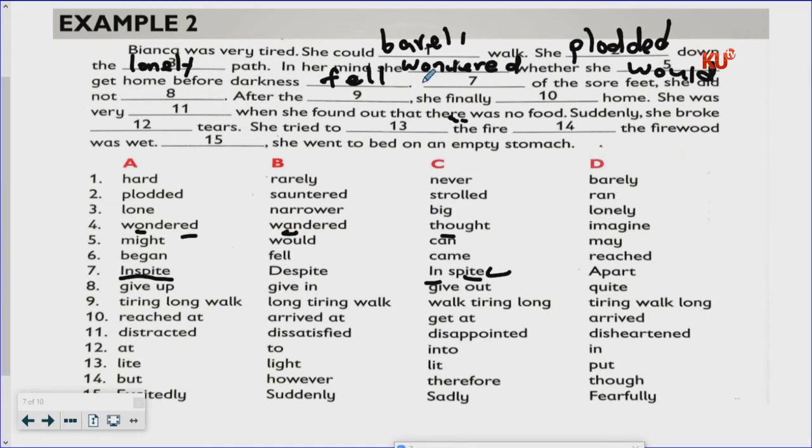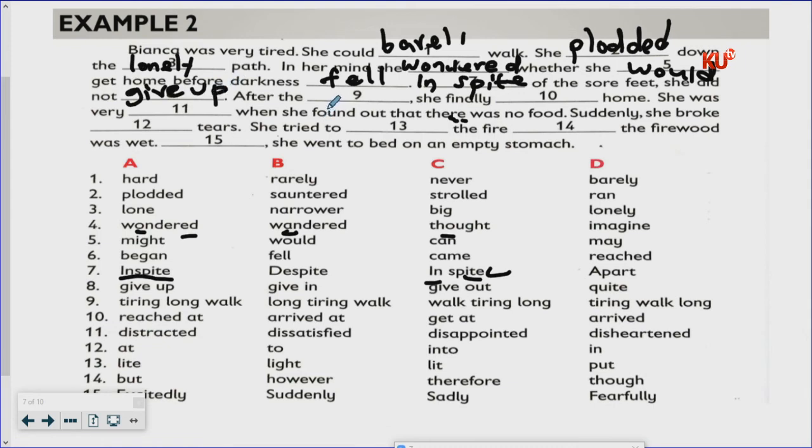So question choice 7, we say in spite of the sore feet, she did not dash. She did not give up. She did not give in. She did not give out. She did not quit. So that is even quite, it's a wrong spelling to distract you. So they are testing the correct phrasal verb, which is give up. She did not give up.